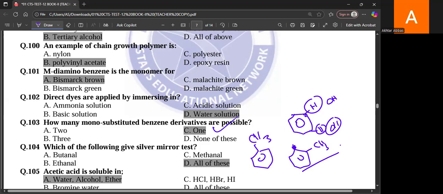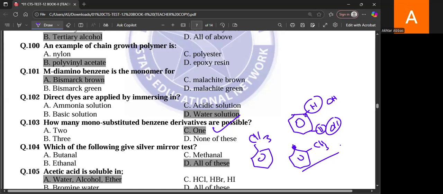So how many monosubstituted benzene derivatives are possible? Only one. And how many disubstituted benzene derivatives are possible? There are three possibilities of disubstitution. The first one is called ortho, the other is called meta, and the third is called para. Three types of disubstituted products are formed. But if it is a monosubstituted benzene, only one product is formed.